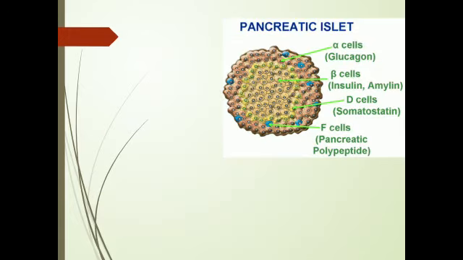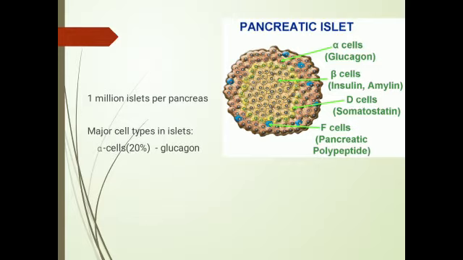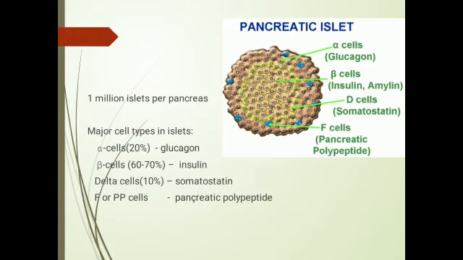So this is the picture of pancreatic islet. There are about 1 million islets per pancreas. There are 4 major cell types in the islets. The first is the alpha cells, which constitutes about 20% and they secrete glucagon hormone. Beta cells constitute about 60 to 70% of the islet cells and they secrete insulin. Delta cells constitute about 10% and they secrete somatostatin. And F cells or PP cells which will secrete the pancreatic polypeptide.